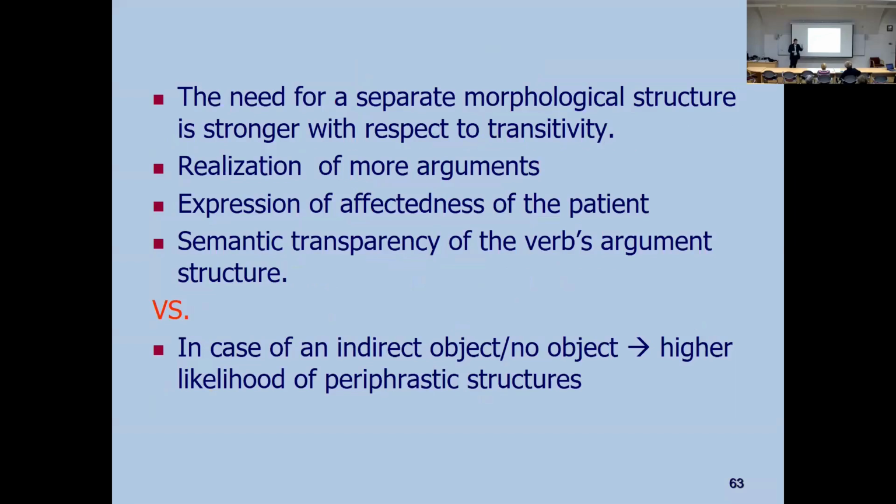Once it has a direct object, we have a greater representation of the concept that the verb denotes and the arguments that participate in this event. In contrast, in case of an indirect object or no object at all, we have higher likelihood of periphrastic structures. Okay? So here, it's not only the semantic properties of the verb and its morphological properties, but also the syntax, how the object is realized and whether it is realized or not.